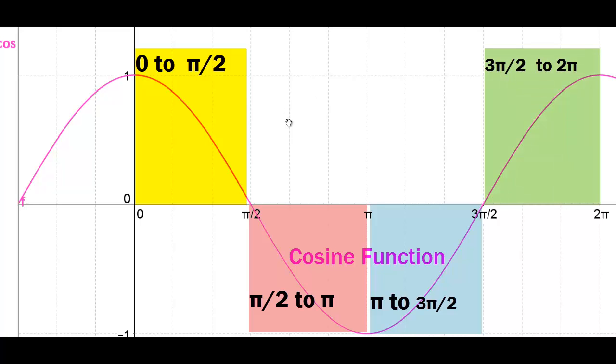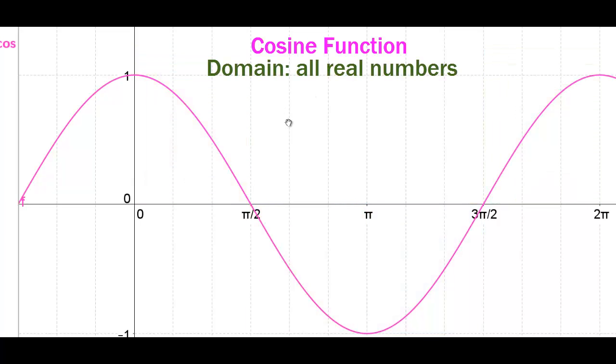Its domain, as with the sine function, is all real numbers. You can put any angle, any value you want in for theta, and it will always give you a cosine. The range, the output of the cosine function, what it puts out, is between 1 and -1, very similar to the sine function.